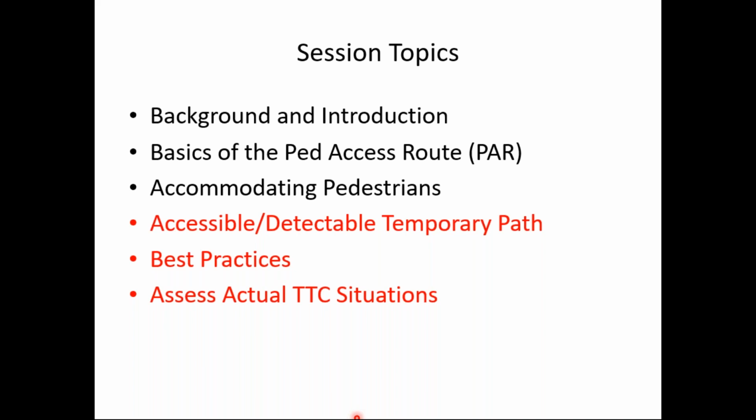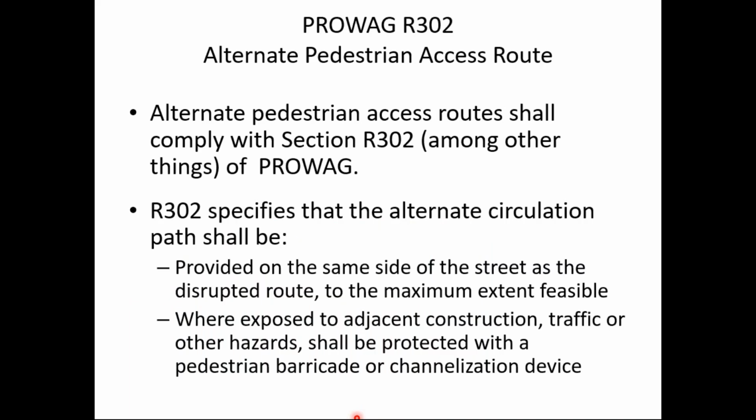Last time, of course, we talked about the pedestrian access route. We talked a little bit about accommodating pedestrians. Today, we'll talk about how do we make up or create an accessible and detectable temporary path? What are some best practices? And then as time permits, we'll look at some actual temporary traffic control situations.